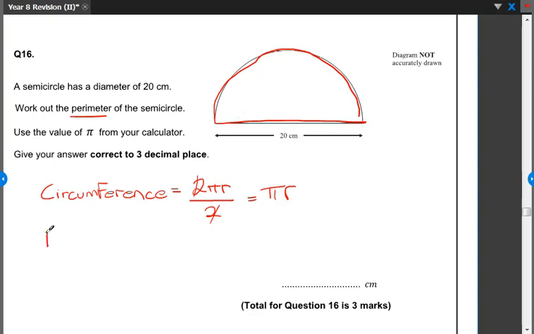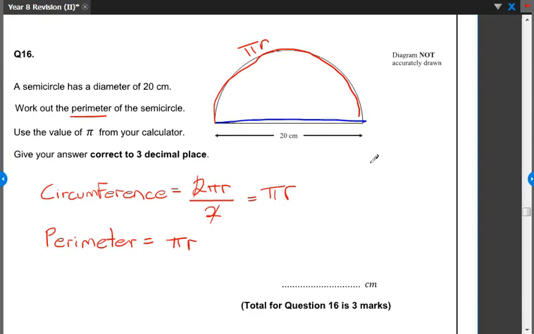Now the perimeter is the circumference plus the diameter. So it's pi r, which is this. Okay. And I'll actually put this in blue just so you can differentiate. All right, so that's there.